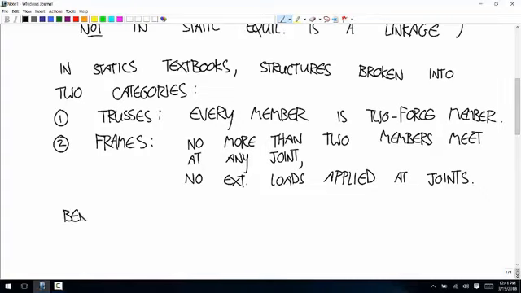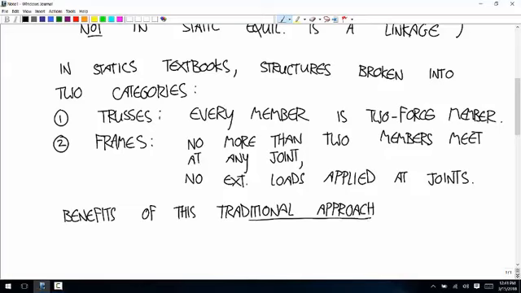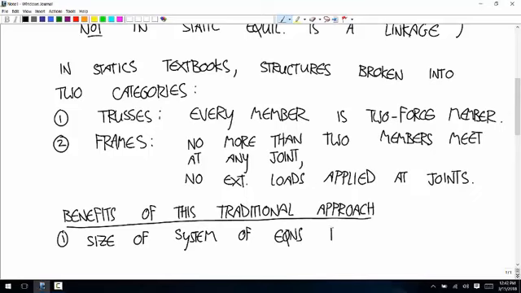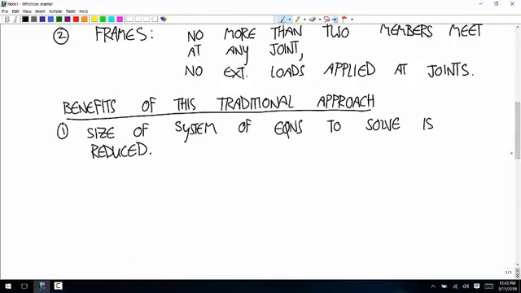The benefits of this approach, I'll call this the traditional approach, is first, a lot of times you get a big reduction in the number of equations, the size of the system of equations you have to solve. So the size of the system of equations to solve is reduced. Well, I said benefits. There's really only that benefit, but that's a significant thing to consider. It can be faster to do these calculations by hand.